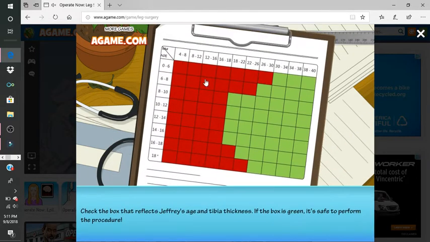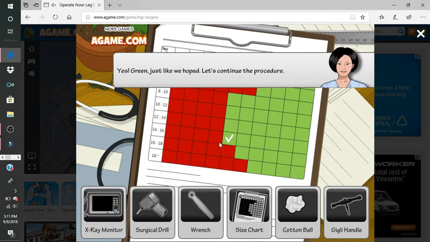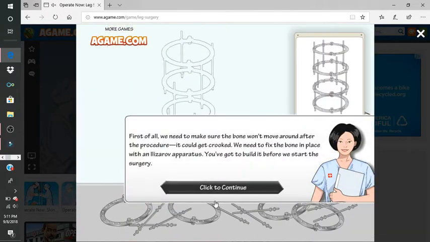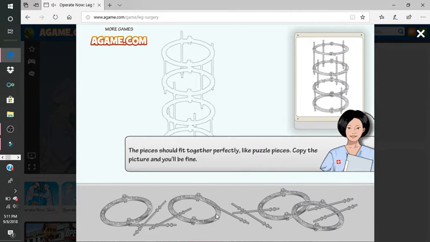Alright, so we're going to need a size chart. Now, how a size chart works is that you take the millimeters that it's on. So we measure 19, so we go 18 to 22. And we go to his age, which is 15, so 14 to 16. Here's his millimeters, so we go here. Yep. Alright, now we need to build this.